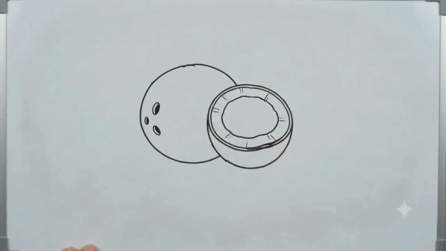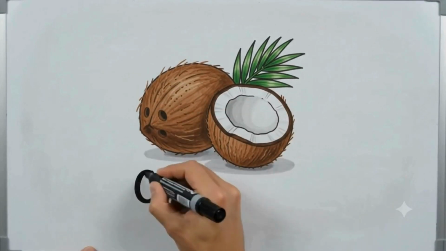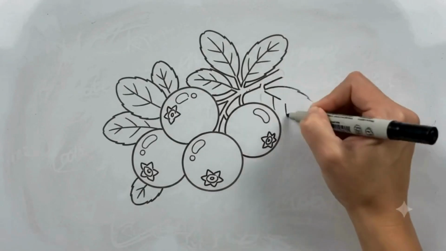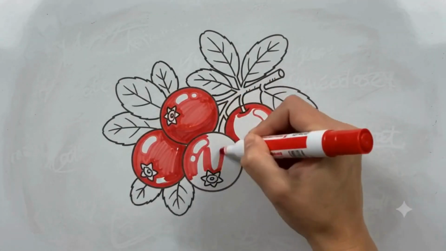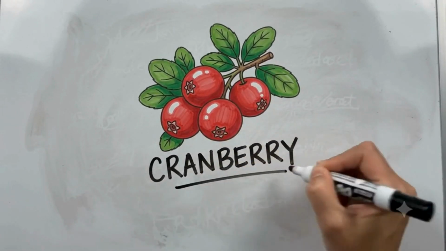Coconut is brown in color. Cranberry is red in color.